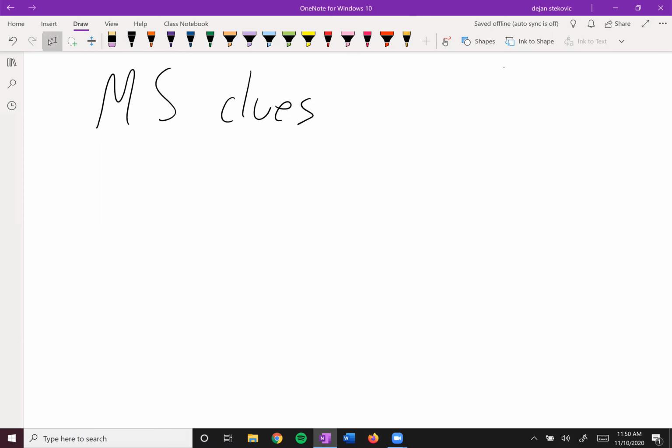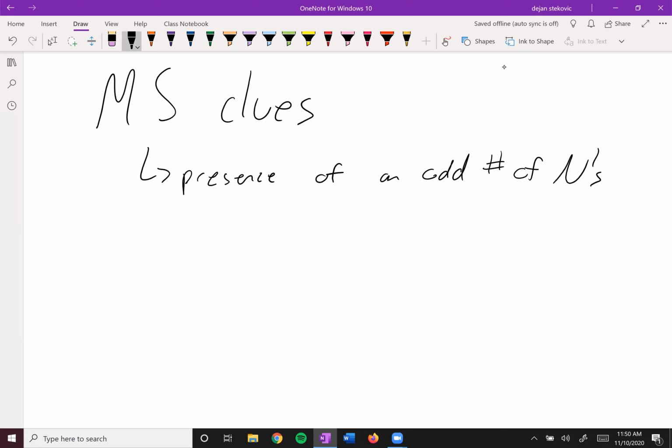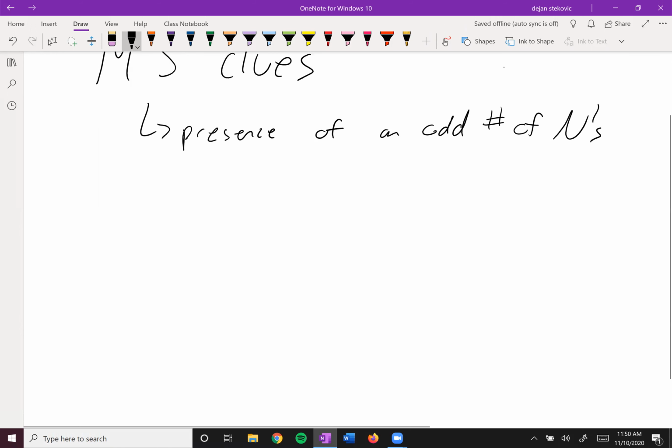Let's take a look at another clue that mass spectroscopy gives us. And so this is the presence of an odd number of nitrogens. So if we have an odd number of nitrogens, we can tell from the mass spectra. So if you have one nitrogen, three nitrogens, five nitrogens, that kind of thing, we can tell from the mass spectra. And it's quite easy to tell.